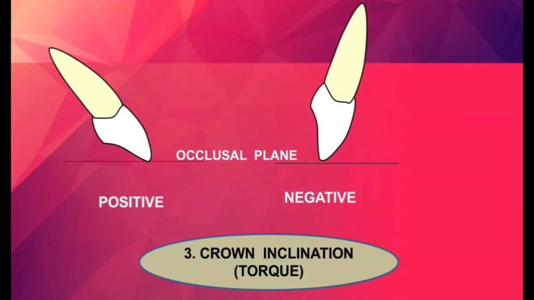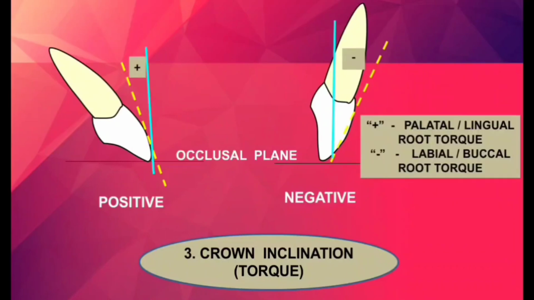And now coming to the third key, that is crown inclination, which is also known as torque. It is the angle formed by a line perpendicular to the occlusal plane and a line that is parallel to the tangent to the facial axis of the clinical crown at its midpoint. It is positive when it has palatal or lingual root torque and negative when it has labial or buccal root torque.